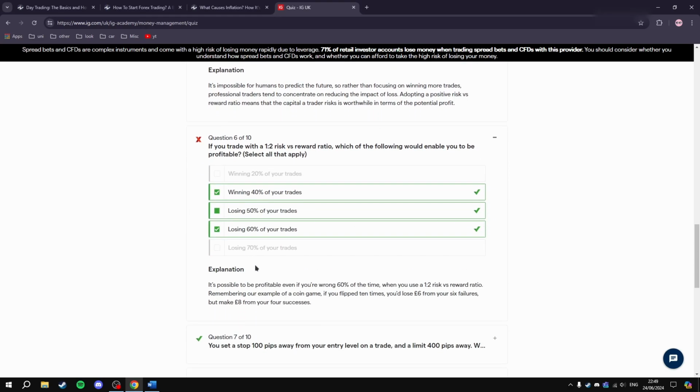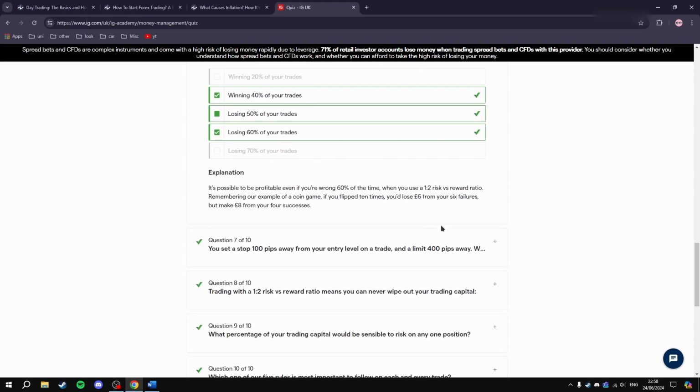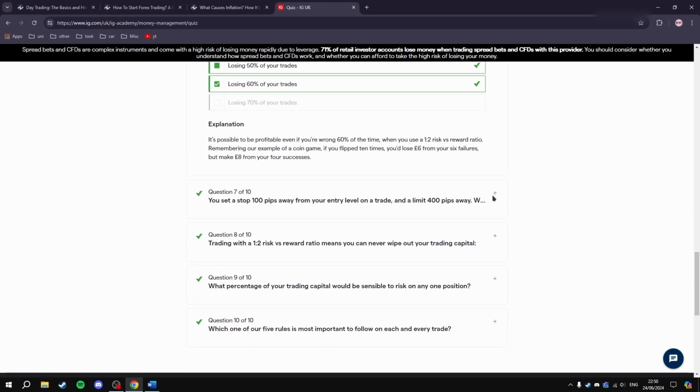Oh, the middle one's correct as well. It's possible to be profitable even if you're wrong 60% of the time. Oh, of course it is, because if you're losing 60% of your trades and you're still profitable, then you'd be even more profitable if you're losing less, 50%. Oh, right, yeah. It's possible to be profitable even if you're wrong 60% of the time when you use a 1 to 2 risk versus reward ratio. Remember in our example of a coin game, if you flip 10 times you lose £6 from your 6 failures, but make £8 from your 4 successes.